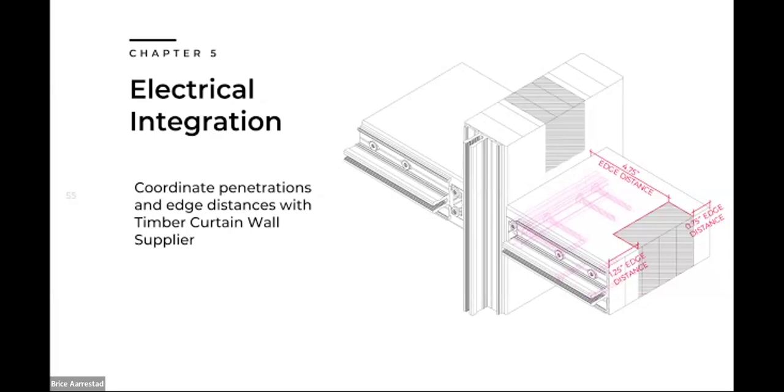They have security devices, they have mag locks, they have low voltage, swipe access. So all of those wires tend to get bulky. So working closely with a timber curtain wall supplier to make sure that those wires are routed properly through the system and maintaining the structural capabilities.